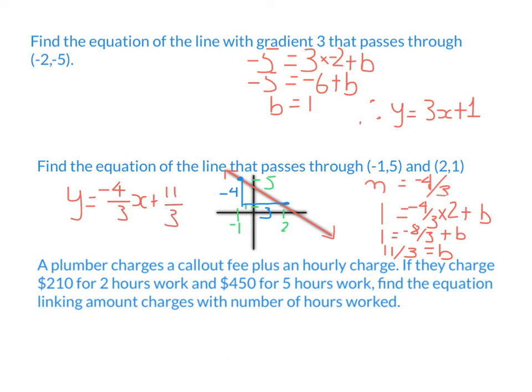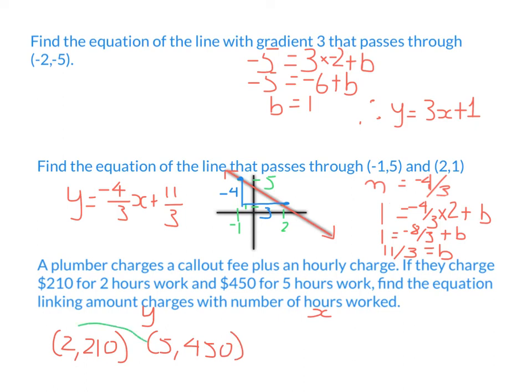All right, let's look at this last one, which is a worded problem. Plumber charges call-out fee plus an hourly charge. They charge $210 if they work for 2 hours, $450 if they work for 5 hours. We're going to find the equation that links the amount charged with the number of hours worked. So what I'm going to do is I'm going to let the amount charged be y and the number of hours worked be x. All I'm doing here is finding the equation of the line that passes through these points. So when x is 2, y is 210. When x is 5, then y is 450. So all I need to do is find the gradient and the y-intercept.